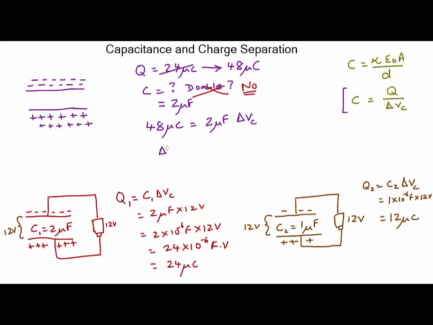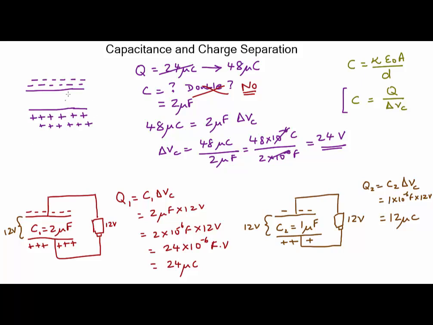And rearranging these, I would get delta VC equals 48 microcoulomb divided by 2 microfarad, which is 48 times 10 to the negative 6 coulomb divided by 2 times 10 to the negative 6 farad. The negative 6 cancels each other. 2 goes into 48 24 times. So I would get 24, and coulomb over farad is simply volt. So I'll get a potential difference of 24 volts.